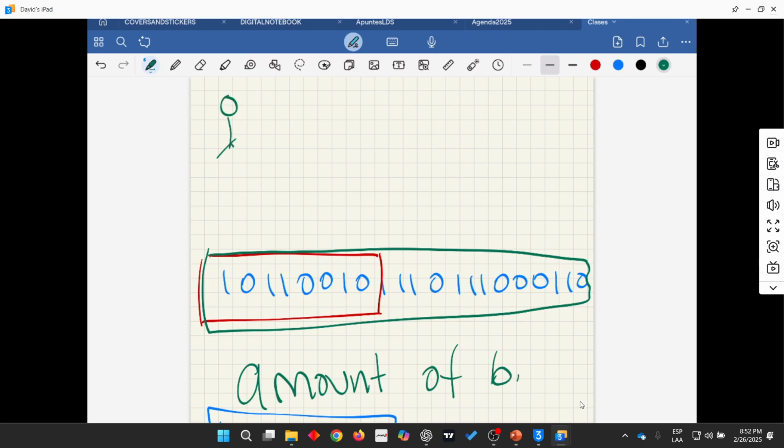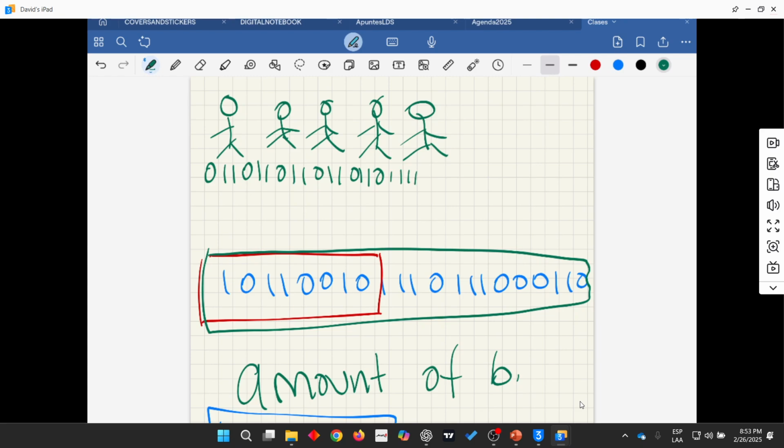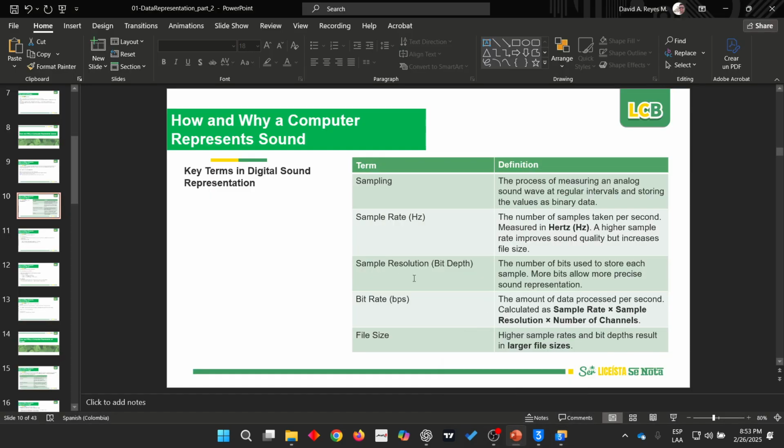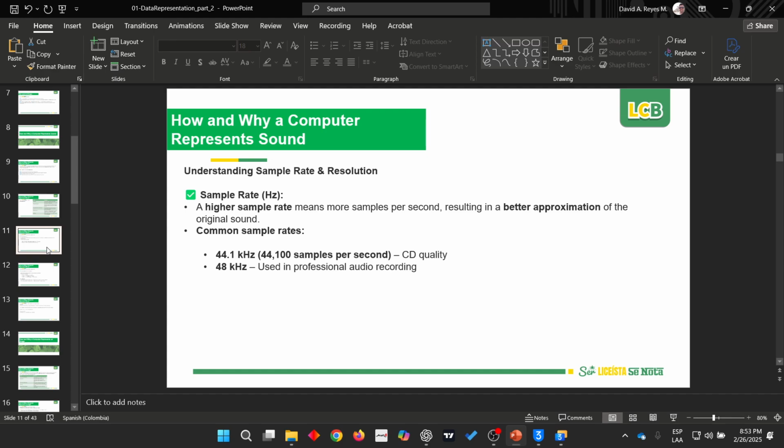If I use a lot of samples, a lot of them, and in addition to these samples, I use a lot of bits, that means that our file size is going to be bigger. And obviously, the quality of the audio is going to be better. Okay, so that is the explanation of those concepts.